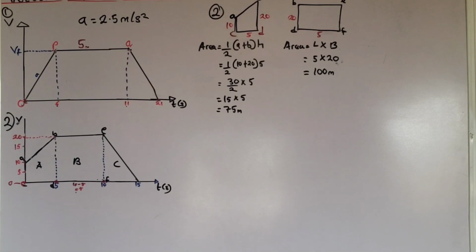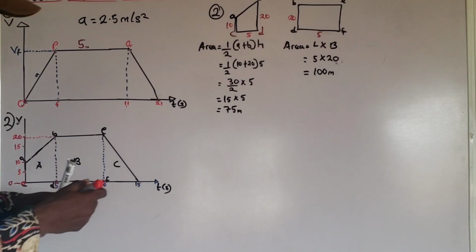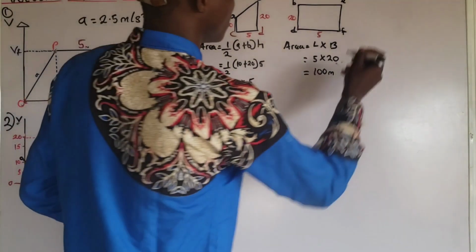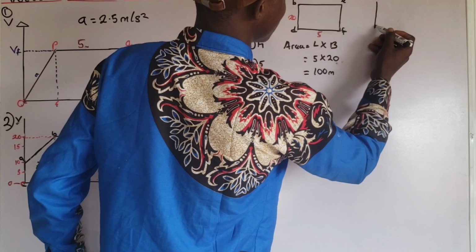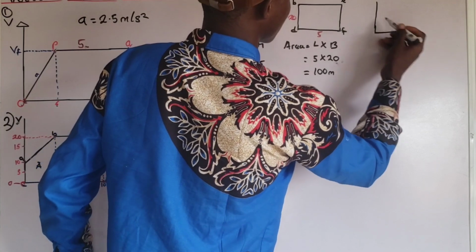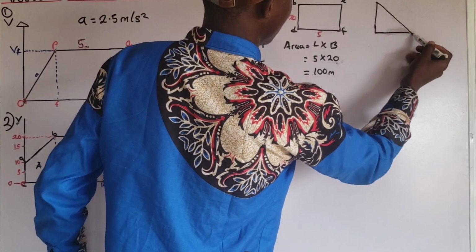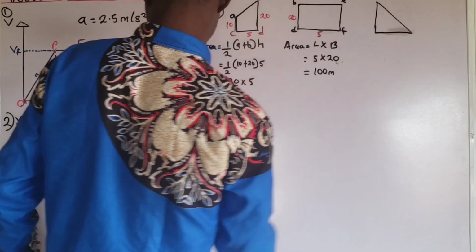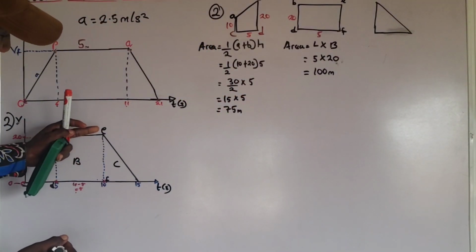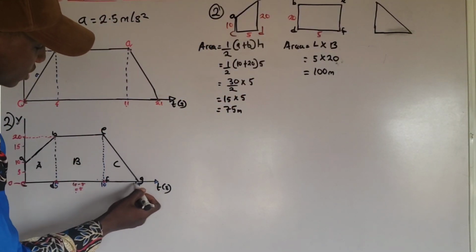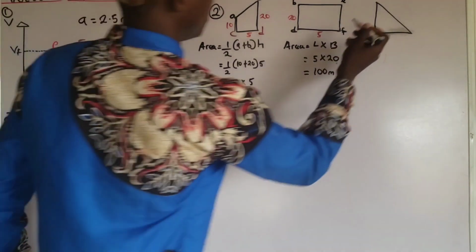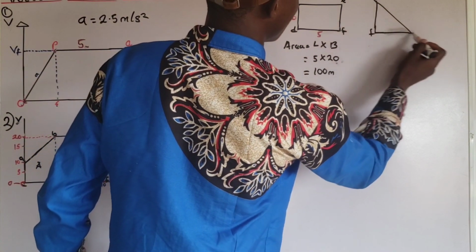Okay, now let us proceed to the last shape. The last shape, we have a triangle. You understand? Let's draw it out. Here we have something like this, and you can see that will be EF. Let me call this place G. Okay, EFG. E, F, and G.